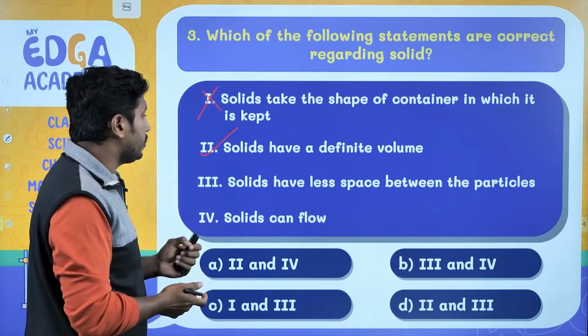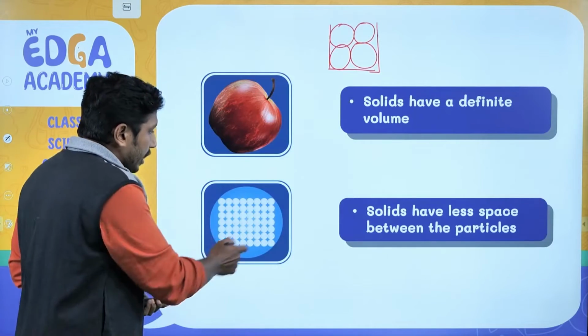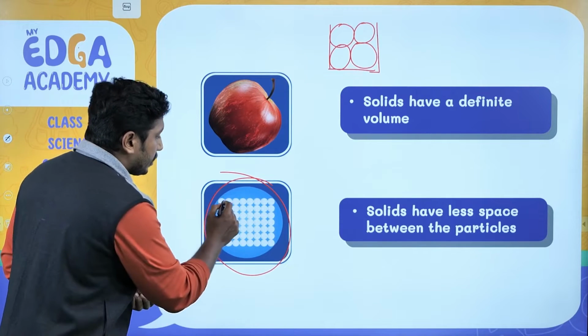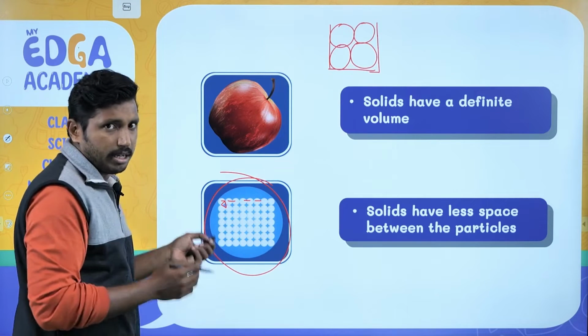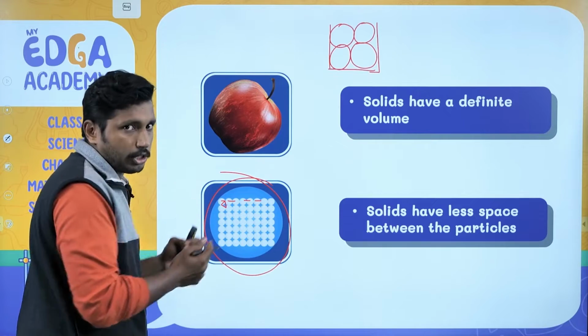And the third statement is, solids have less space between the particles. Here you can see a solid and the particle arrangement in it. As you can see here, the particles are tightly packed here. That means there is less vacant space in between the particles, and the force of attraction between the particles is very large.